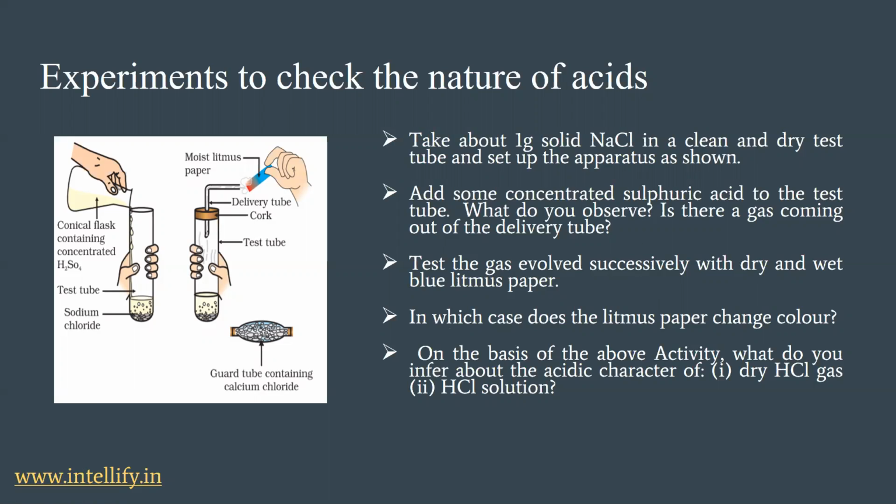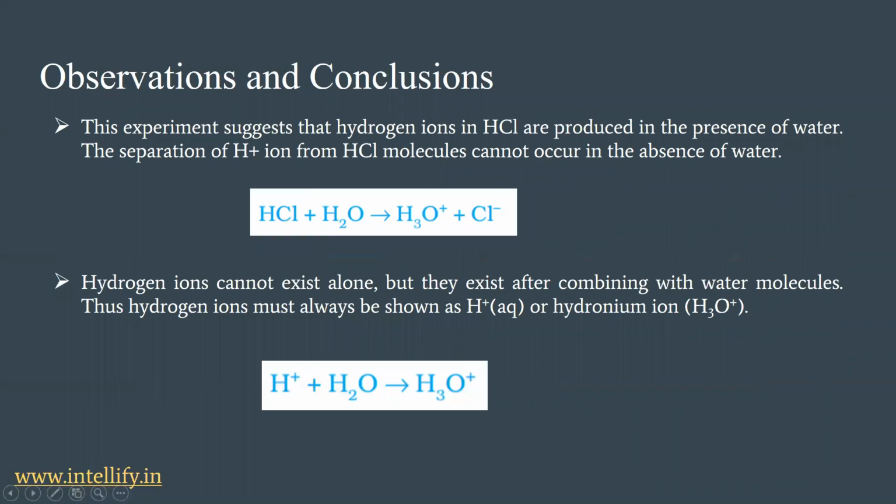So in this case, blue litmus paper will change to red in the moist litmus paper. If the litmus paper is moist, there will be the color change. If the litmus paper is dry, there won't be any change in color of the litmus paper. Okay. Let us know about the observations and conclusions of the above experiment.